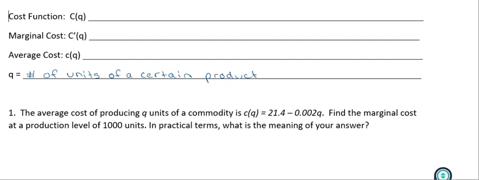And then we can go back and fill in the cost. So the cost we said was the cost to produce some number. That some number we're going to call Q. So the cost function is the cost to produce Q units of a certain product.